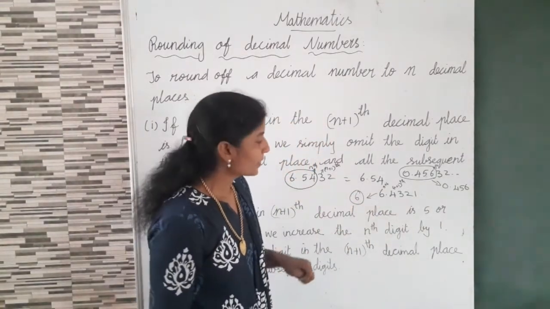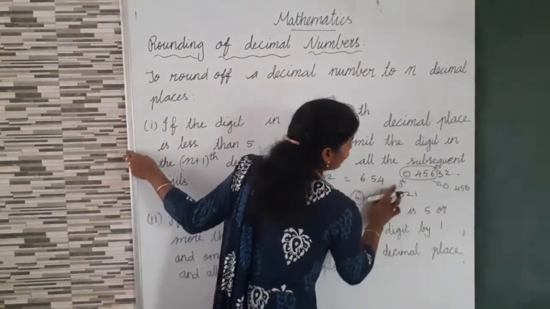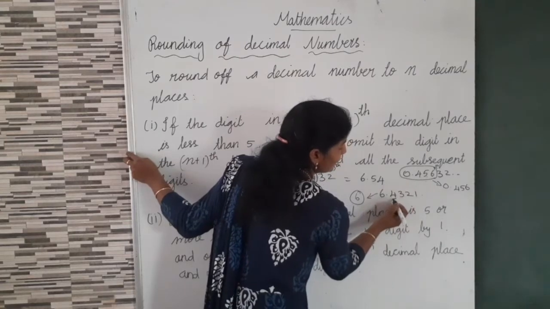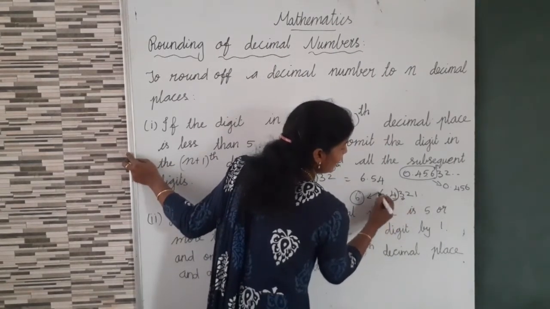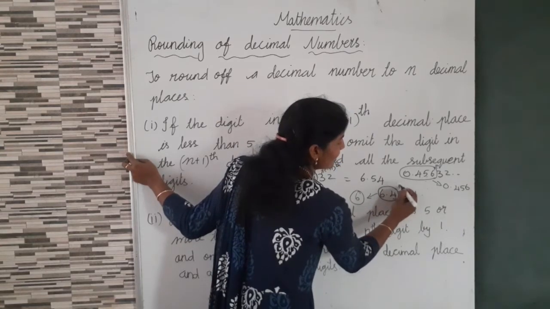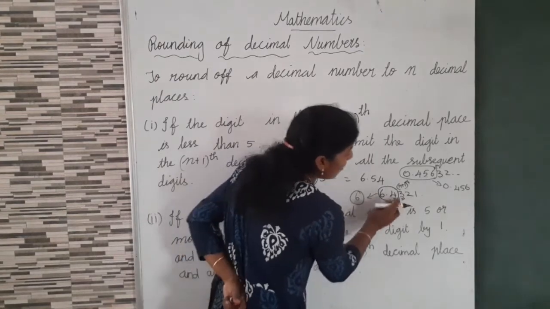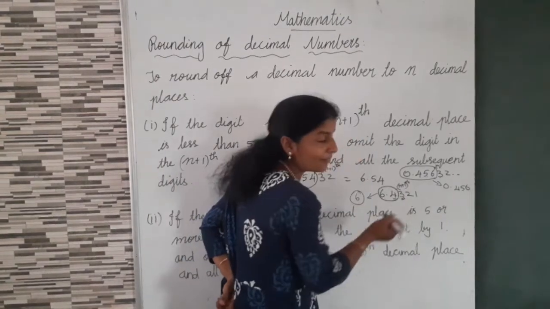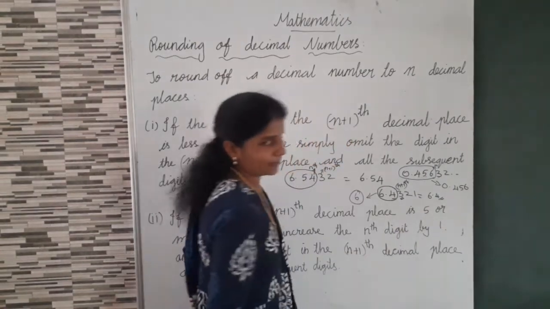Clear? Okay. Suppose here this is the nth term. We need up to the 10th place, so we look at the 100th place. This is the n plus 1th term, isn't it? Now we can see the n plus 1th term is less than 5. So we can write 6.4 as the answer.